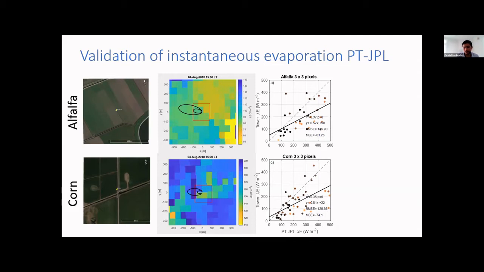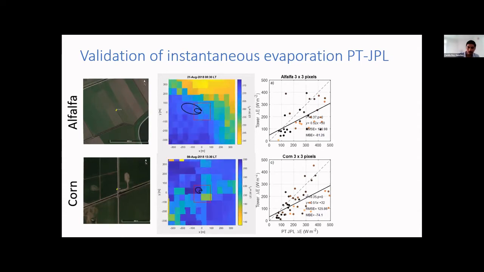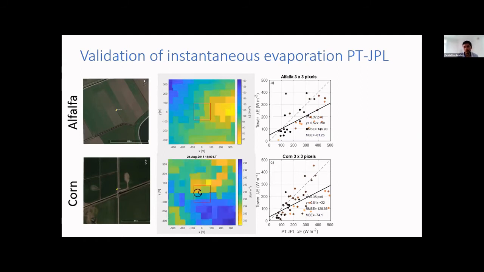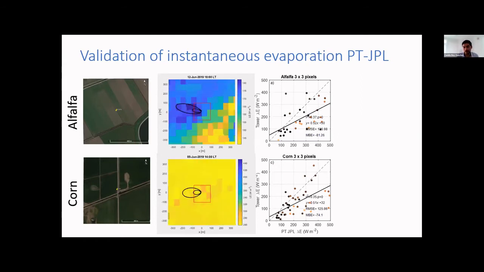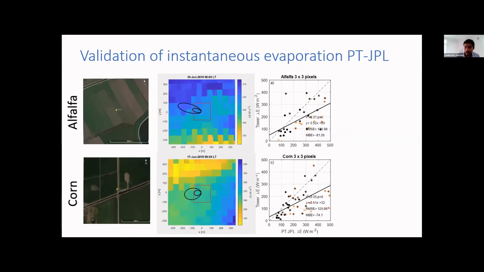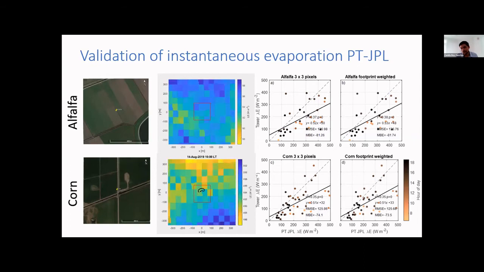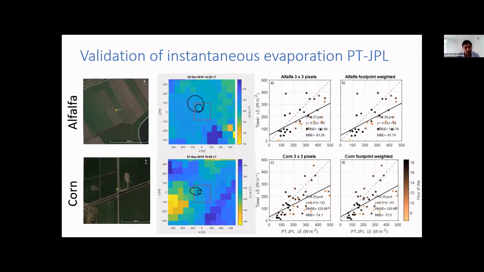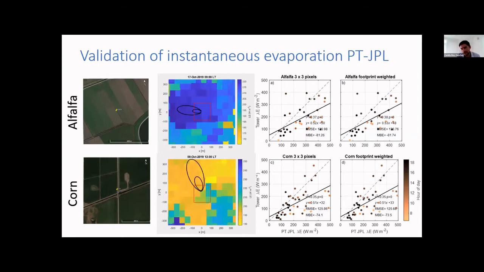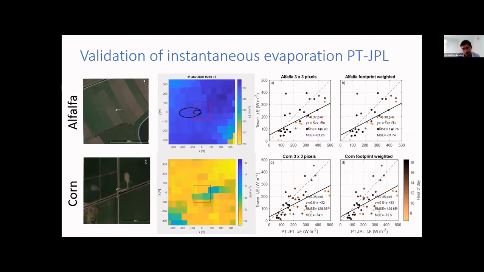One of the things I was really interested in doing was to evaluate if the footprint was actually going to improve some of these relationships. We know that footprints can be very dynamic and sometimes sample different areas around your tower. So when considering a footprint-weighted average, what I found was that there wasn't that big of an improvement, just a marginal improvement on that relationship between model and observed values.